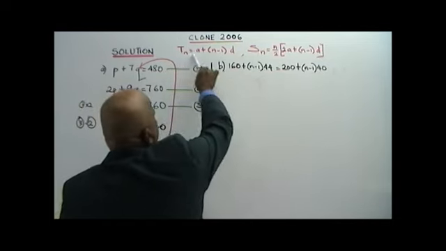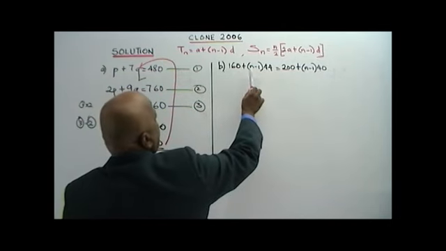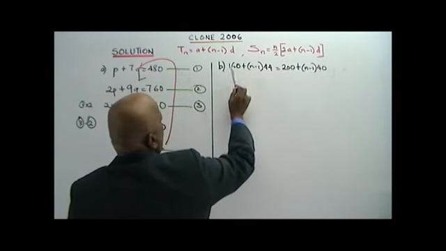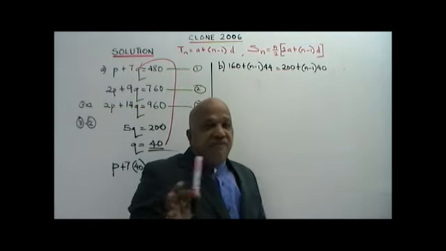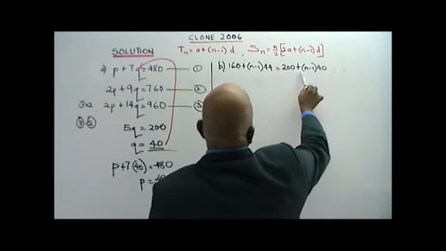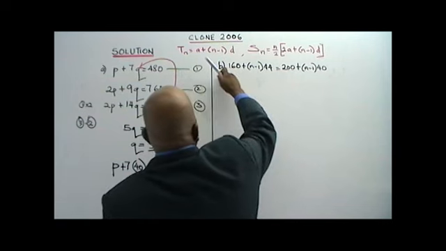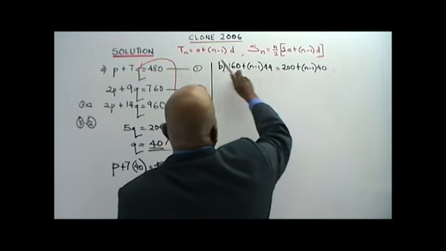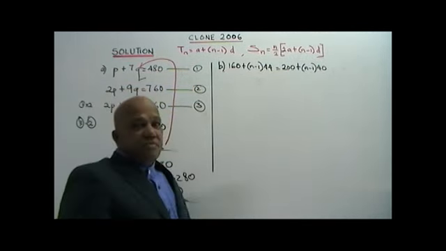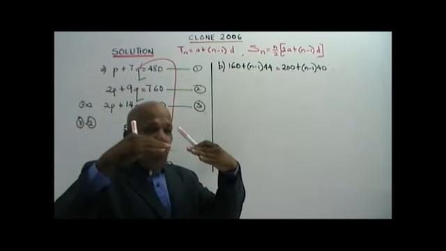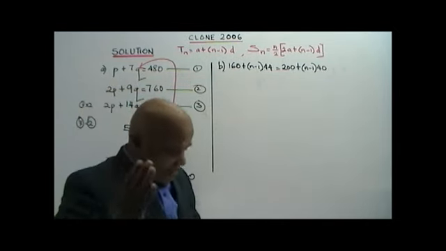So we put into this formula. This is for company Beta: A plus n minus 1 D, 160 plus n minus 1 times 44. Now, for company Alpha, A plus n minus 1 D, A is 200, D is 40. So this is the sales in the end week for company Beta. This is the sales for company Alpha. They are supposed to be equal, so we put them equal. Let's expand and find the value of n.